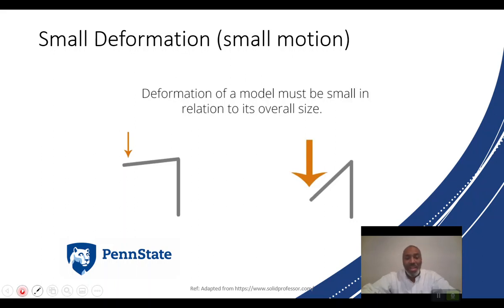On the right-hand side, however, we see a larger force taking this thing to a much larger deformation, way past that initial right angle. And the idea here is that the amount of deformation has to be small with respect to the overall size of the part. Now, in this class, we won't get into the mathematics of why that's the case, but for things to work out and for you to get reasonably accurate answers, those deformations have to be small, those motions have to be small with respect to the part.